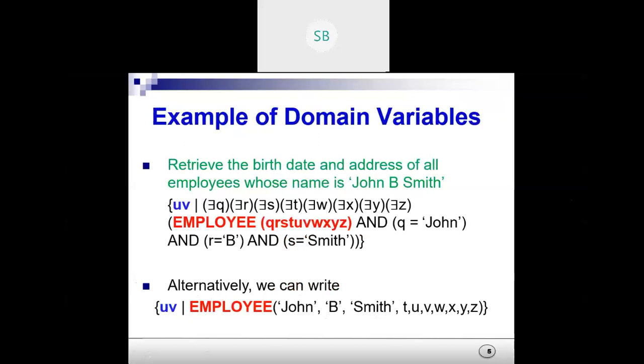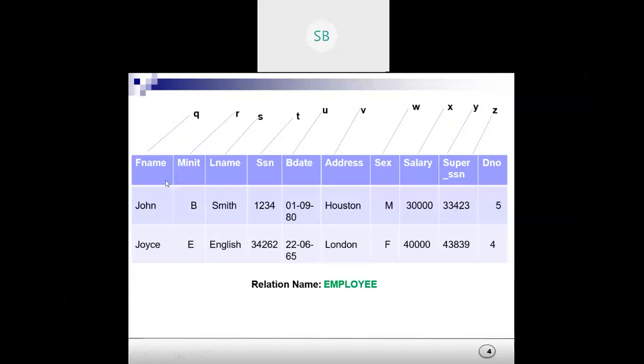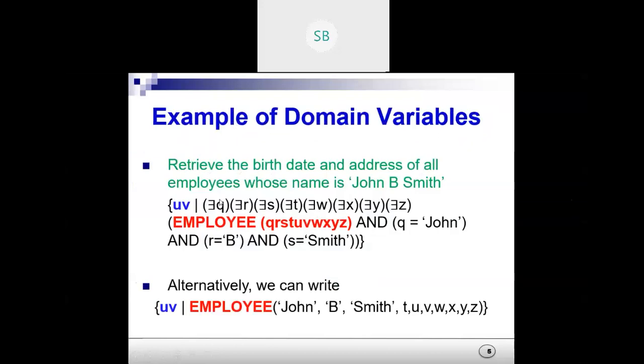Okay, let me repeat once more. You need to first assign variable names to the attributes. We assign the variables to the attributes, and after that we use them. Suppose U is referring to the birth date and V is referring to the address, then we are finding the employee, and we replace those variables in the same order, that is the first name John, B, Smith, and we write all the variables in the same manner. Okay, these are the domain variables.